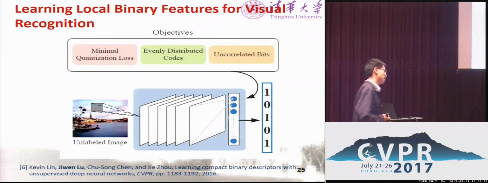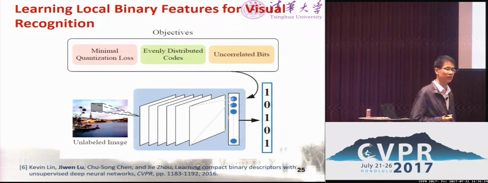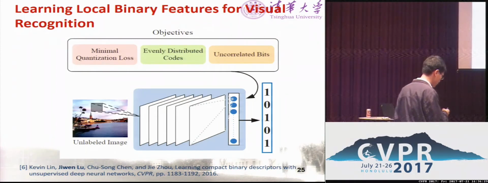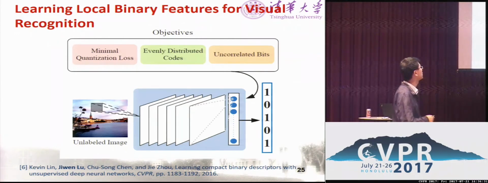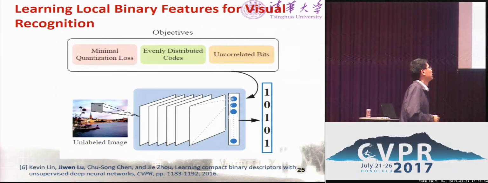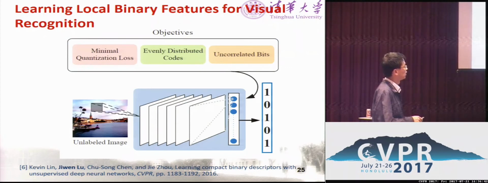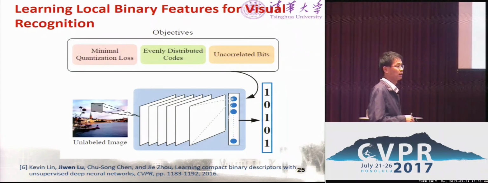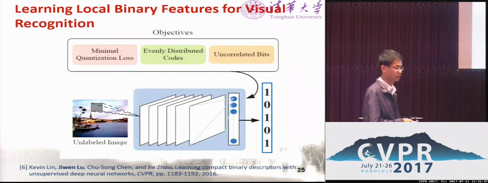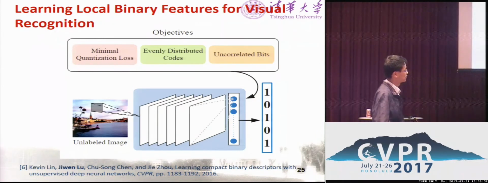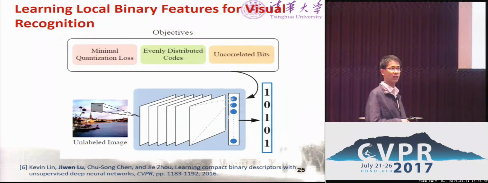So not only for face recognition, binary feature representation can also be used for other visual recognition applications. For example, we also apply learning-based binary feature learning to image matching. We want to describe an image patch with a local binary feature representation, but we also use an unsupervised learning criteria. What's the key idea of this method? This method was published in EPFL last year. We call it learning compact binary descriptors with an unsupervised deep neural network.